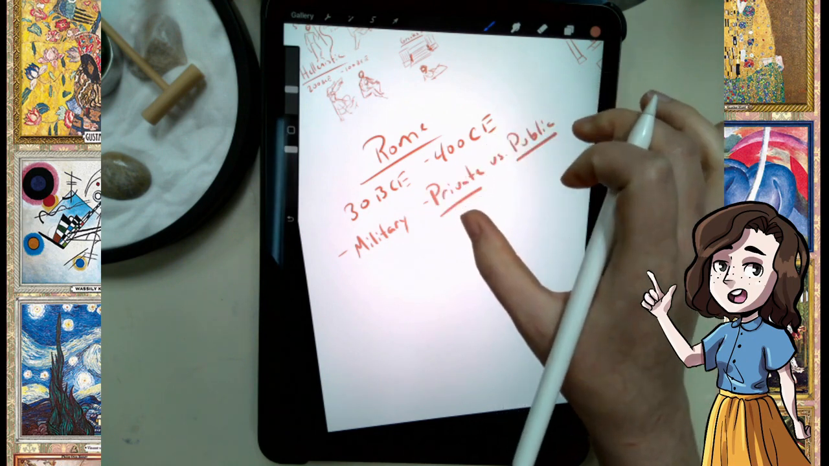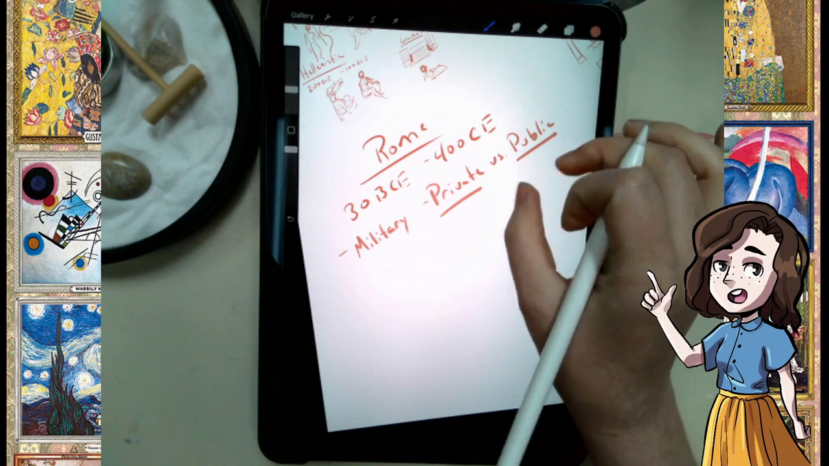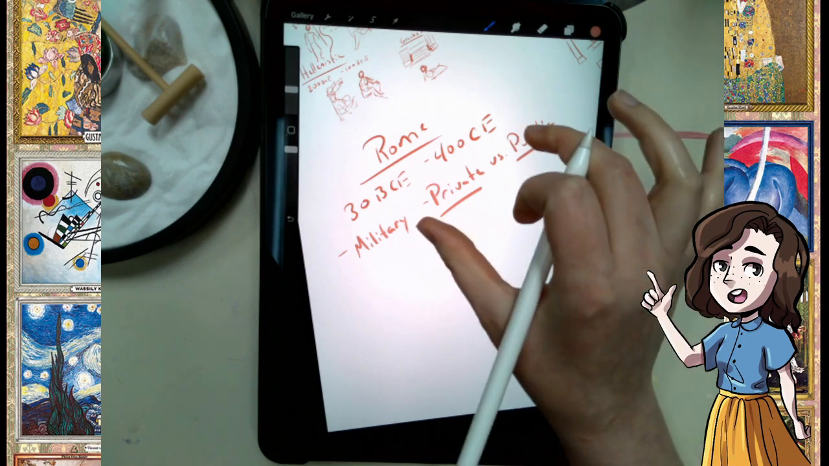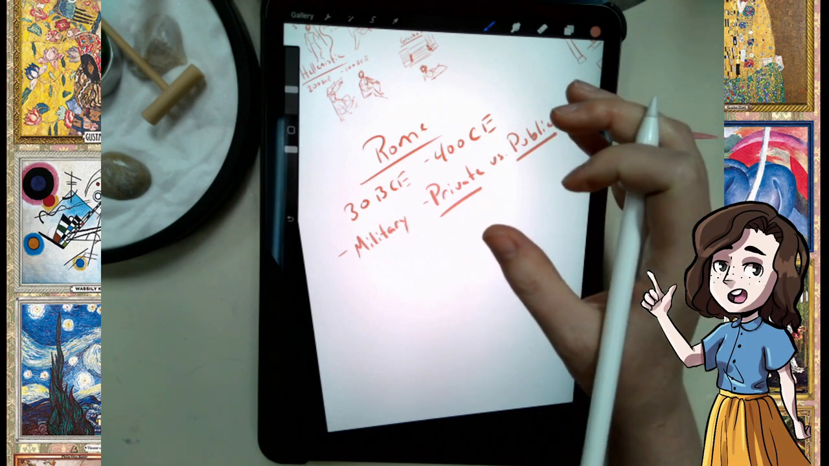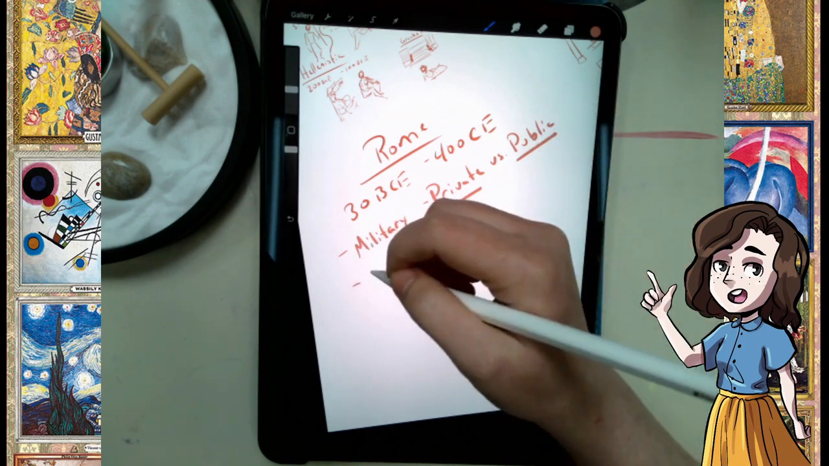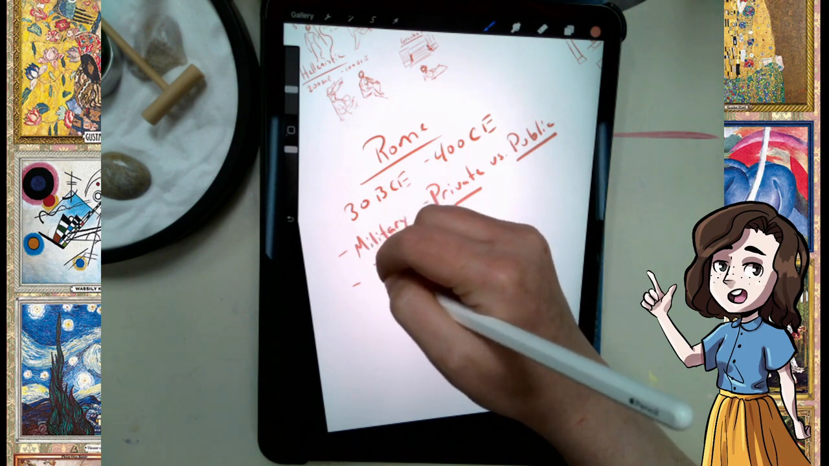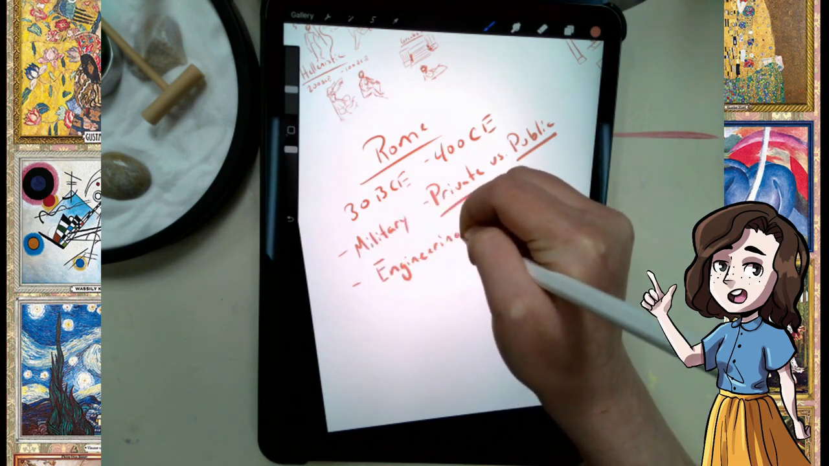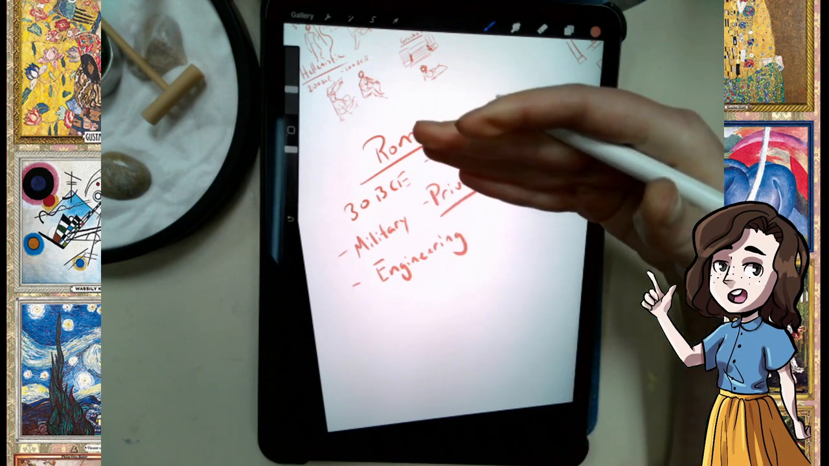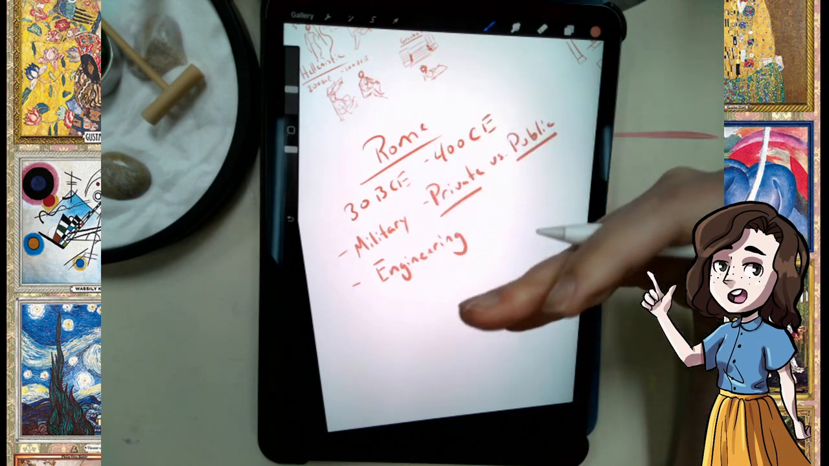These are two different spheres that shouldn't, for the most part, interact. And when they do, it is still separated. They also have a lot of focus on engineering. The Greeks started off a lot of those big mathematical pushes, but the Romans are going to take it and they're going to apply it.